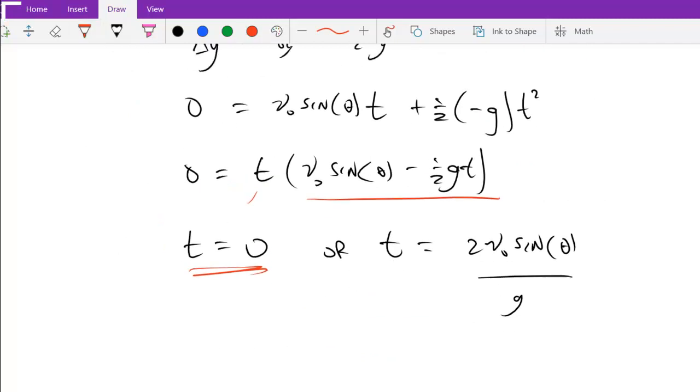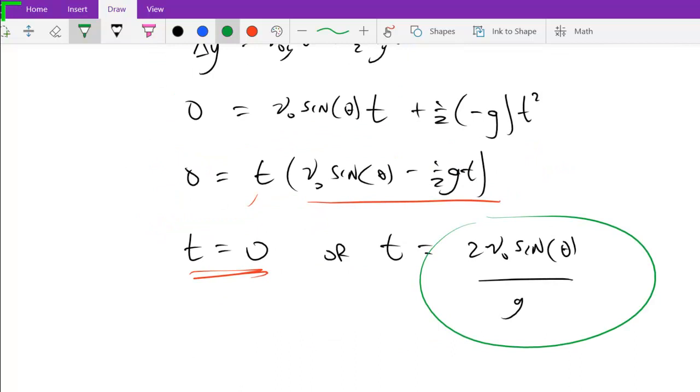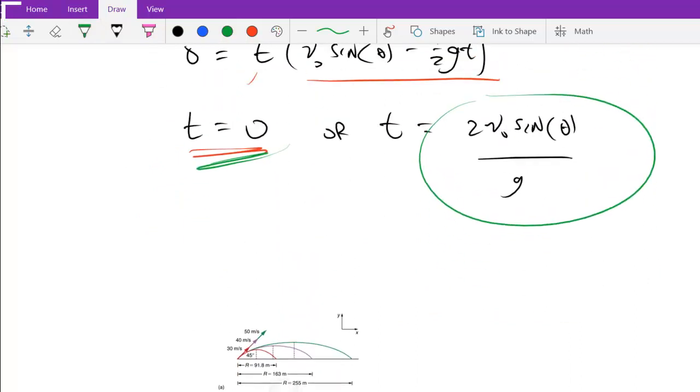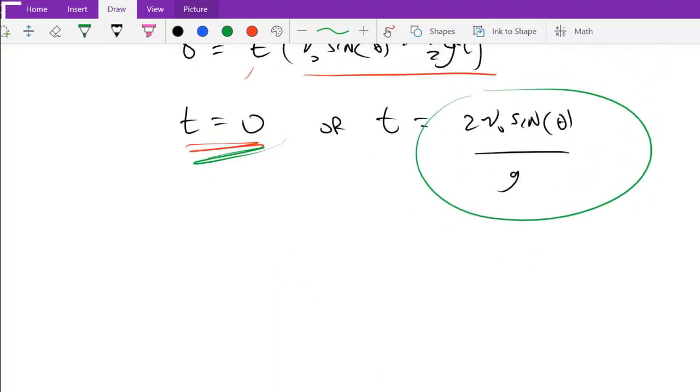So if we're interested in how far it actually goes, this delta x right here, then I'm interested in this later time. Obviously, this one is not very interesting to deal with. So let's use that time and plug this into our delta x equation. So how far does it actually go? Delta x equals v naught x t plus 1/2 a x times the time squared.